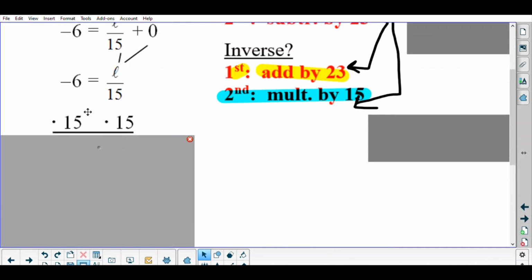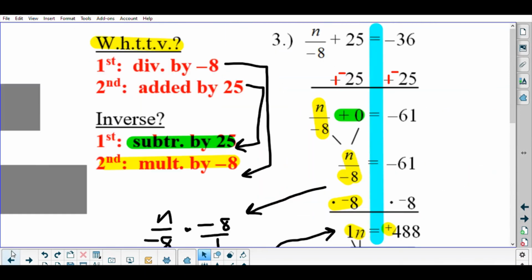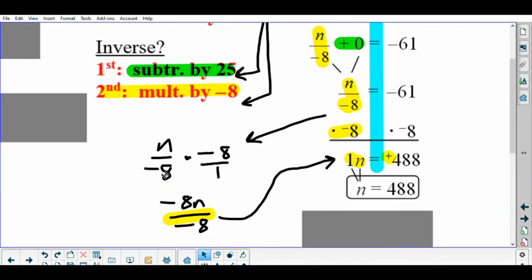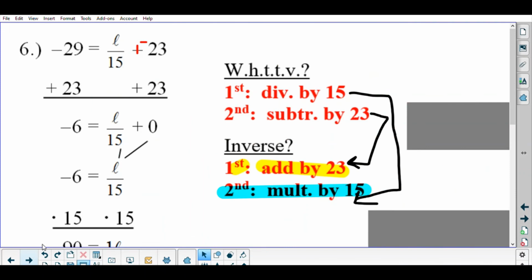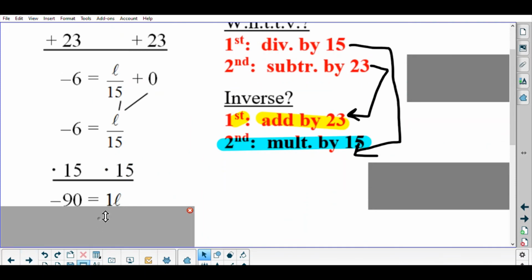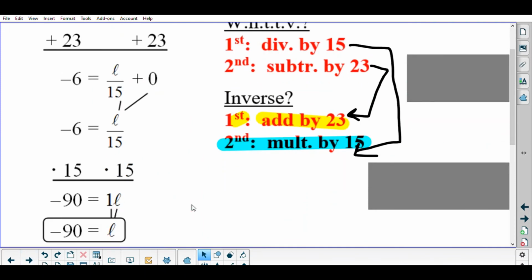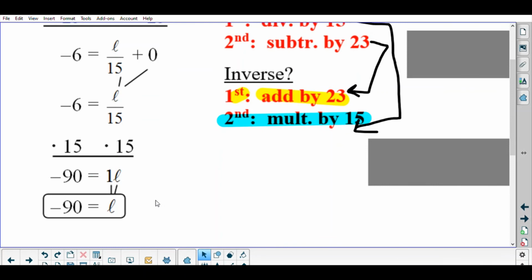Negative 6 times 15 is negative 90. The right-hand side gives you 1L. If you don't remember why, I did explain that over on number 3 when I talked about that earlier in the video. So you'll get 1L. 1L means 1 times L, which is the same as just L. So you get the final answer that negative 90 equals L.